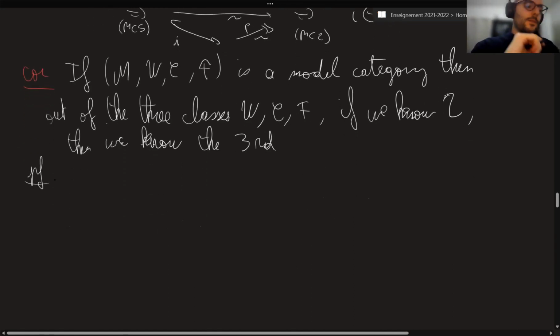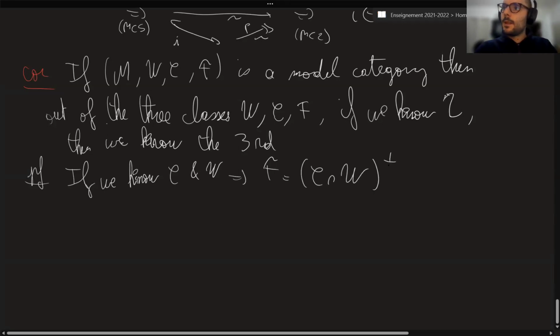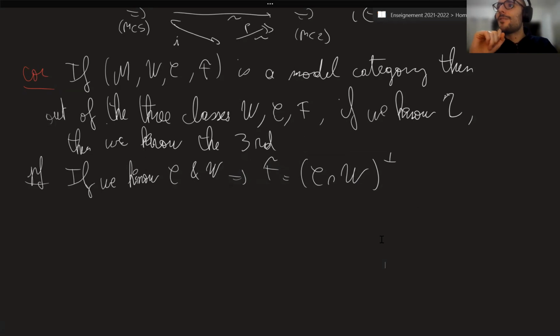Bon, the proof uses the property we just saw. So if we know C and W, then F will be this thing here: the maps which have the right lifting property with respect to acyclic cofibrations. And you know what this is because you know at the same time C and W. So you know their intersection, and so you know the class of maps which have the right lifting property. Of course I say "know" in an abstract way. It means that it's uniquely determined by the data. It doesn't mean that it's easy to compute. That's also a big thing.